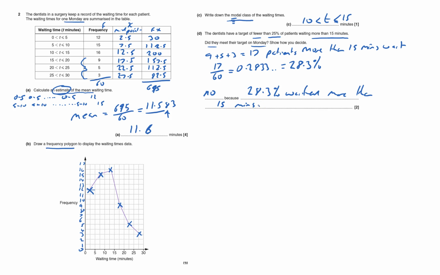The alternative way of doing that, I'll do it in red. The alternative way, you could have said that 25% of 60 is a quarter of 60, so that's 15 patients. And then showed that 17 patients was more than the 15 patients. That's another way of doing it. But that's question 2 done.